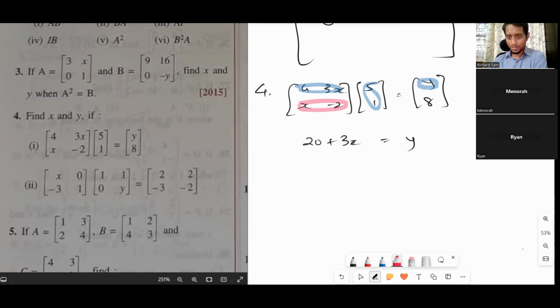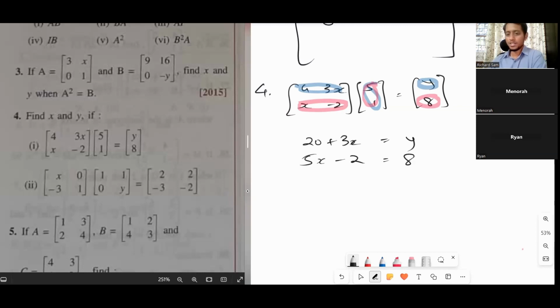This second row into first column will give you 8. So that means 5x minus 2 is equal to 8. So you got two equations. Now the first equation has both x and y. Second equation has only x. So you'll solve which one first? Solve the second equation, you will get x. Then put the x value in the first equation and you'll find y.